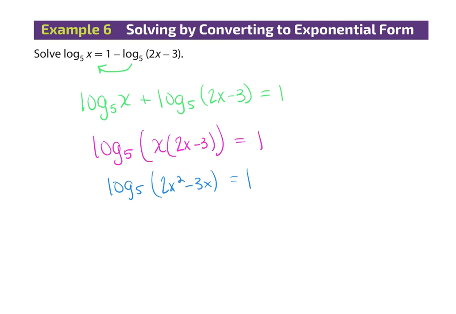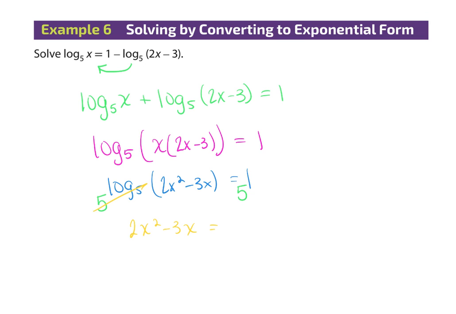Now, remember, bases cancel out bases, right? What's the base of this log? 5. So I'm going to use a base of an exponent. I'm going to have 5 as my exponential base here on both sides. On the left-hand side, it cancels out. I have just the 2x squared minus 3x. On the right-hand side, I have 5 to the first power. What is 5 to the first power? Just 5. Had that been a 3, I would have been 5 cubed.